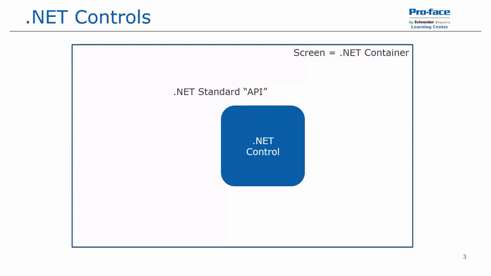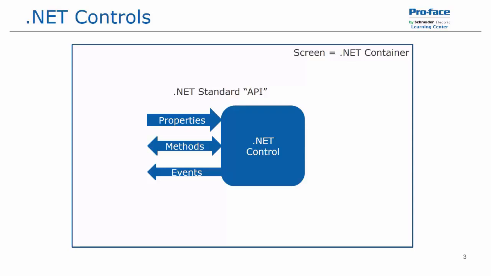The .NET control configuration layout is very similar to what we saw with the ActiveX control layout in a previous video. To put it simply, think of the .NET control as an app. We have our screen, which is our .NET container, and then the .NET standard API as the control. It has properties, which are the settings that you configure, which essentially sends data into the control. Then we have methods, which are subroutines inside of the control, which can either bring values in or send values out. And then events, which are the notifications or outputs of the control. So sending data back out to whatever sources, be it tags or a script, whatever the case may be.